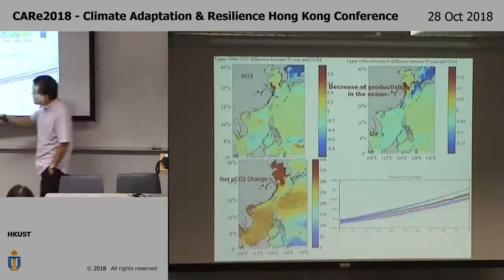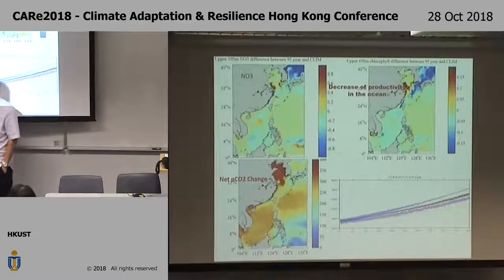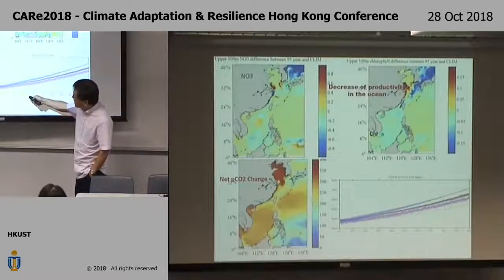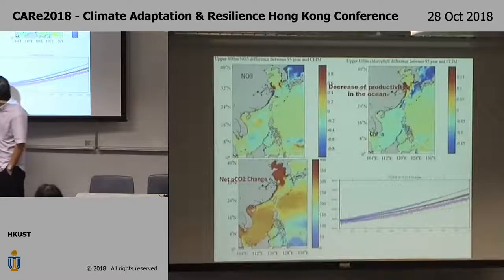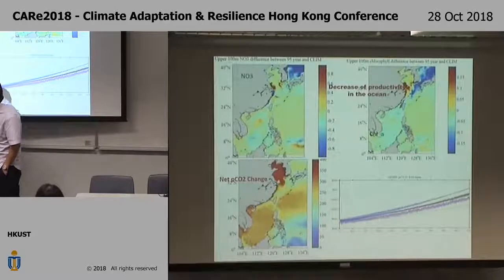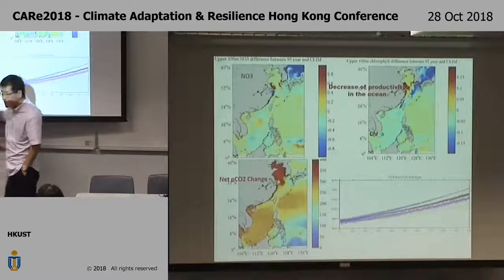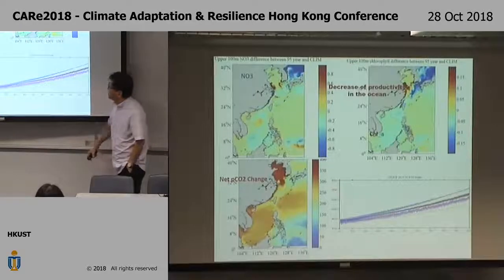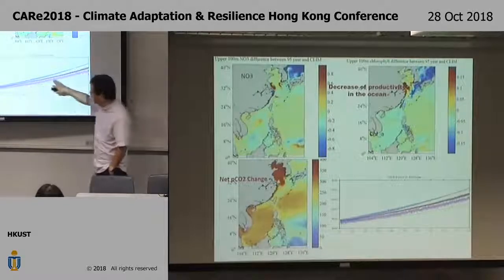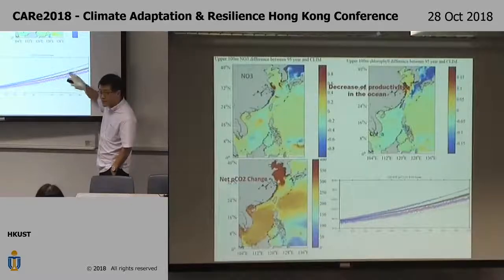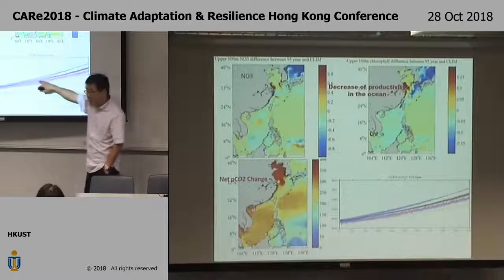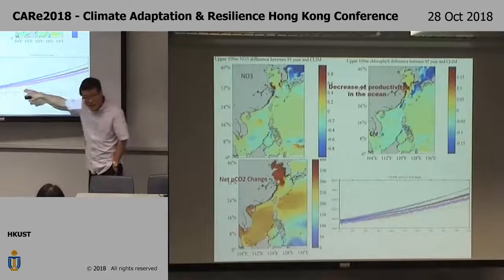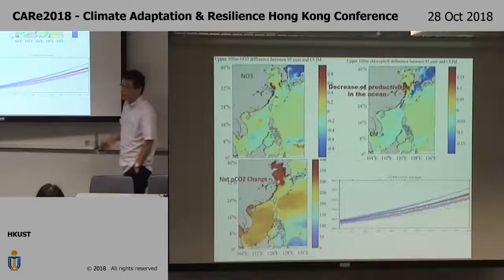Now you see the net pCO2 of the ocean. This is the partial pressure of CO2. In the northern part of China, it's increased quite dramatically. In the South China Sea it also increases. Particularly in the Western Pacific Ocean, it's not increased that much. If you see the CO2 change in different seas, different colors, the East China Sea, South China Sea, Yellow Sea, it's roughly the same trend, but not at the same rate. So this is what we had.